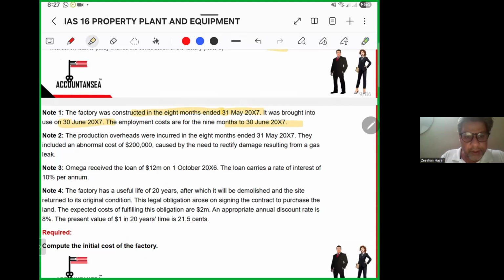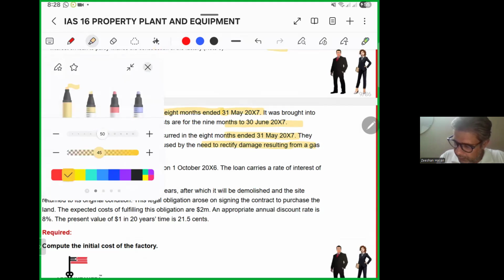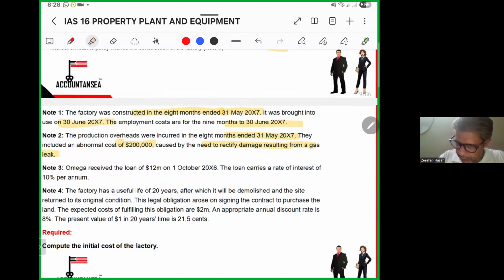Note 2, the production overheads were incurred in the 8 months ended 31st May 2007. They included an abnormal cost of 200,000 caused by the need to rectify damage resulting from a gas leak. So that is the abnormal cost. Remember, abnormal cost will be expensed and it will not be capitalized.